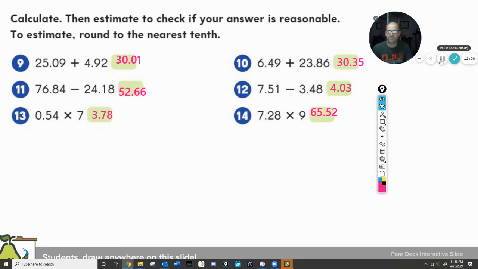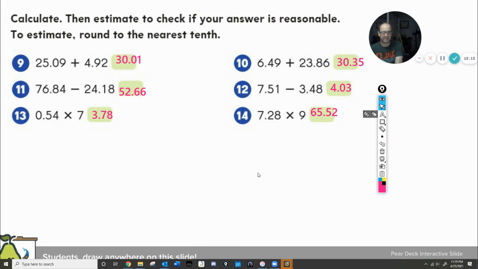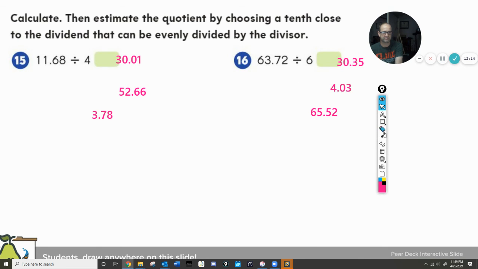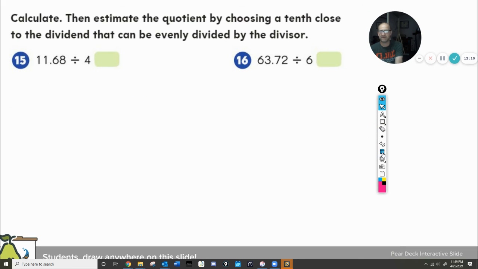But there you go. Hopefully your estimates were nice and close. Let's carry on forward because we're getting to the end of our time, I'd say.